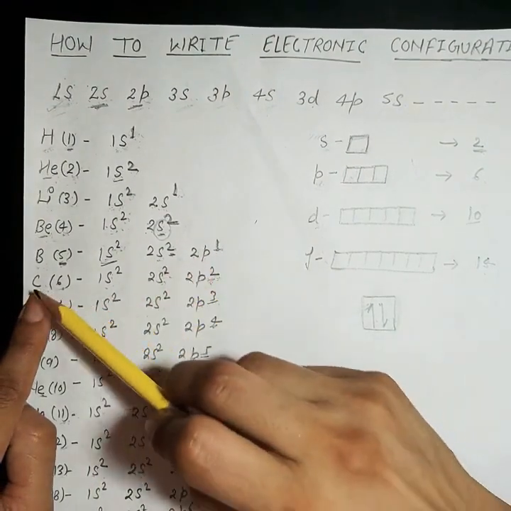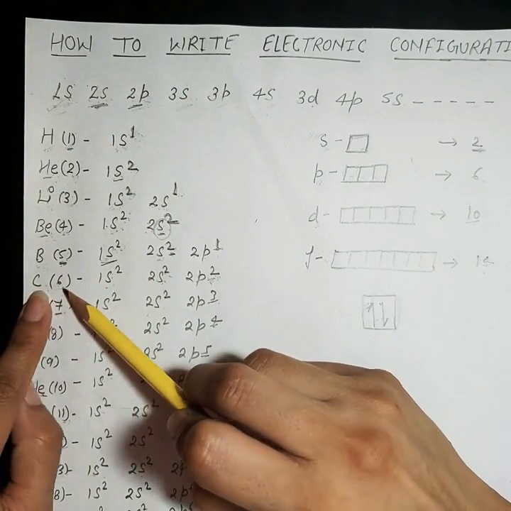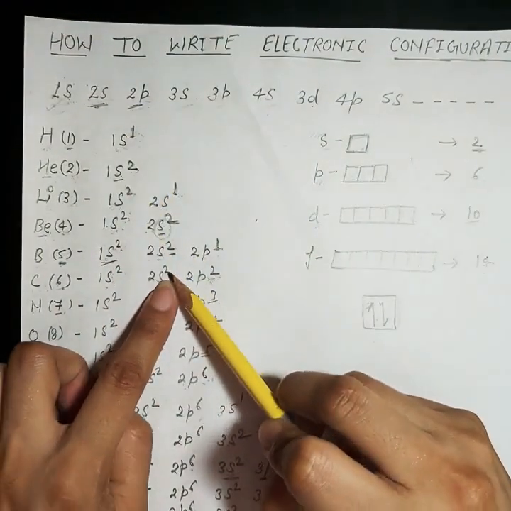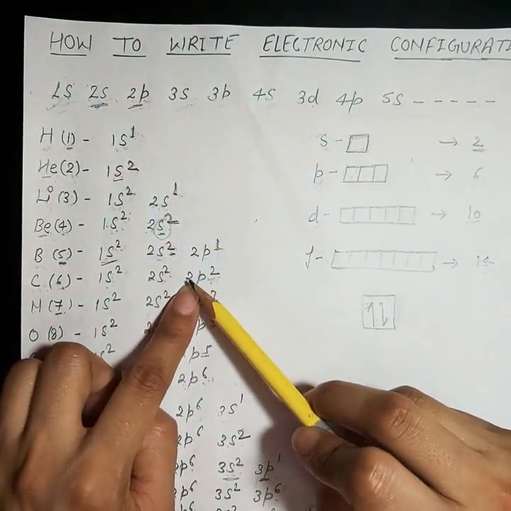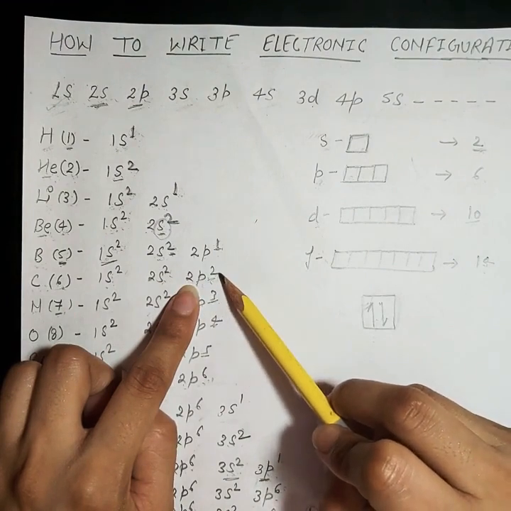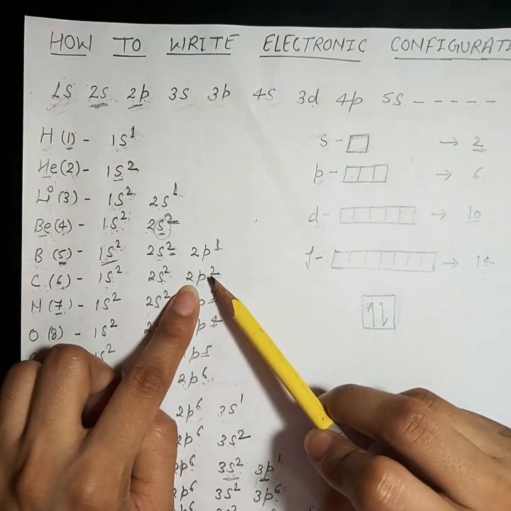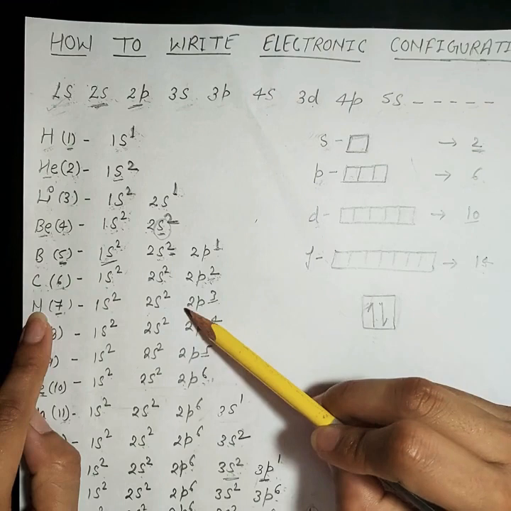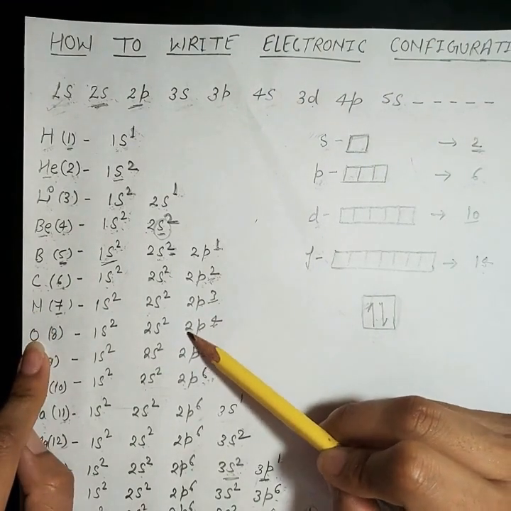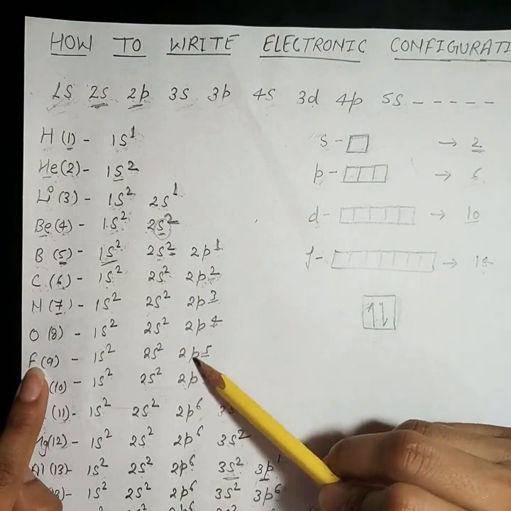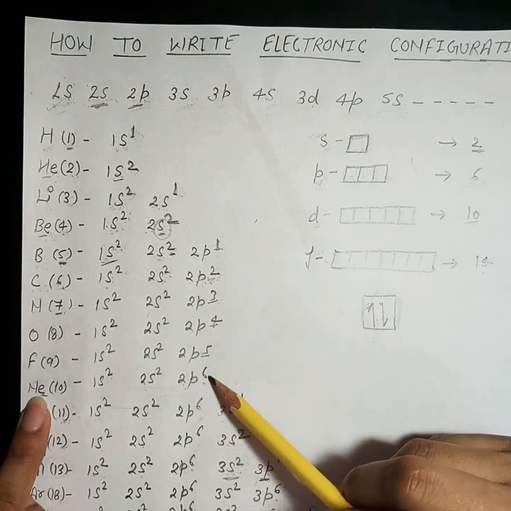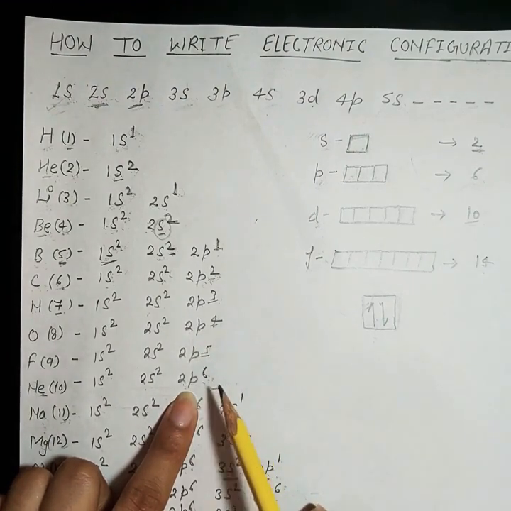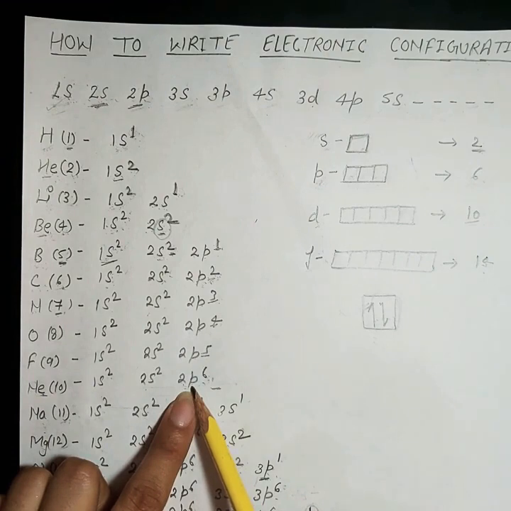Now for carbon, carbon has 6 electrons. So for 6 electrons, 1s2, 2s2 and 2p. In 2p we will fill 2 electrons because we have only 2 electrons left, but we can fill 1 to 6 electrons in p. That's why for nitrogen I have written 2p3, for oxygen 2p4, for fluorine 2p5, and for neon 2p6. And after writing 2p6, we have to use a new suborbit because p can have only 6 electrons.